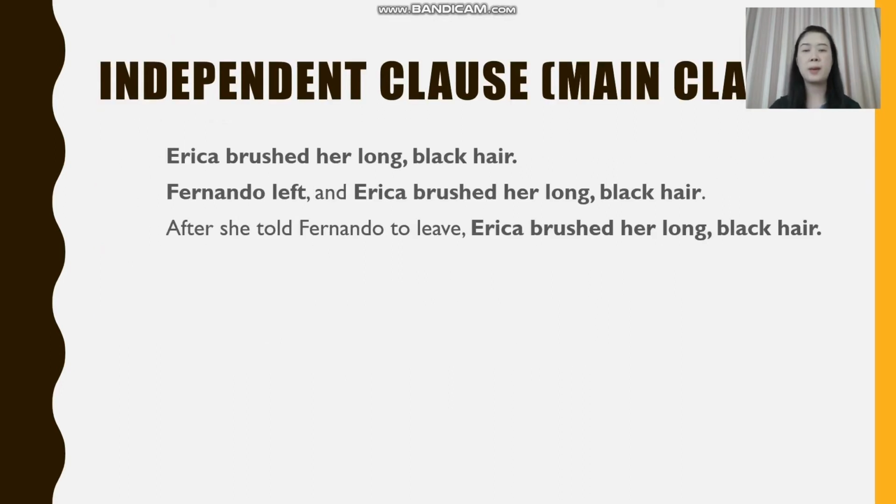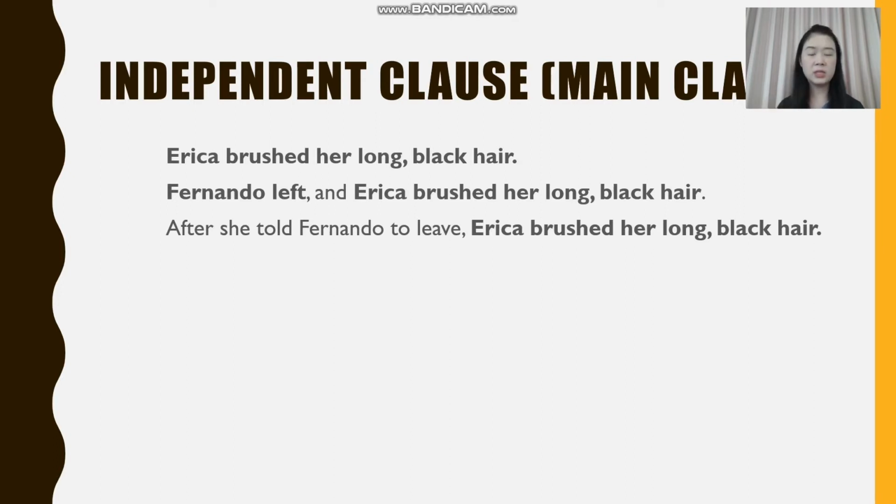Here are the examples. Erica brushed her long black hair. Erica is the subject, brushed is the verb, okay? But in this sentence, we also have a direct object, that is her long black hair, and that is a complete sentence because you can understand very clearly that Erica brushed her long black hair, right?